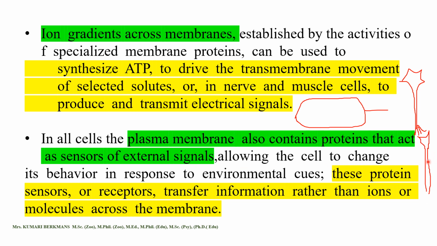In all cells, the plasma membrane also contains proteins that act as sensors, and they send electrical signals, allowing the cell to change its behavior in response to environmental cues. These proteins are called sensors or receptors. They transfer information rather than ions or molecules across the membrane. They transfer the information from one cell to another cell through the plasma membrane.